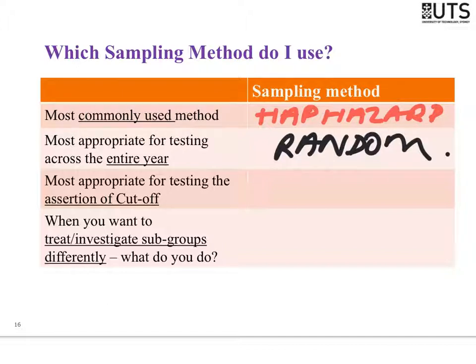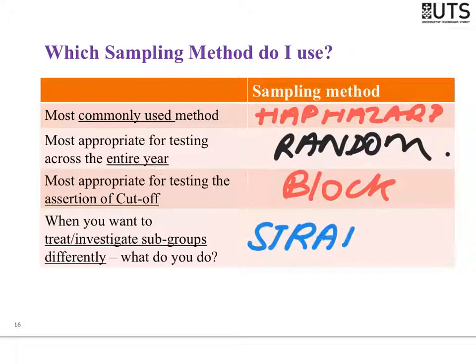I'm going to push this one back to you guys. Which one's the most appropriate if you're testing cutoff? Block. Well done. And finally, what do you do when you're trying to treat each group separately or investigate subgroups in a different manner? Ladies and gentlemen, you stratify. You break up the group into smaller subpopulations and you treat them separately, or you treat them as their own population. So the process is you stratify and then you treat each group as its own.